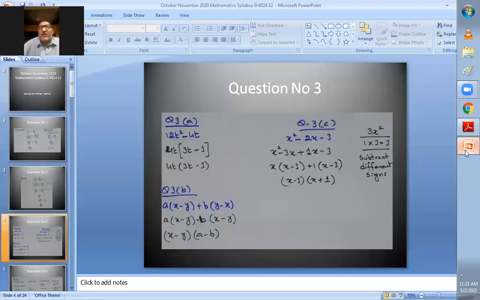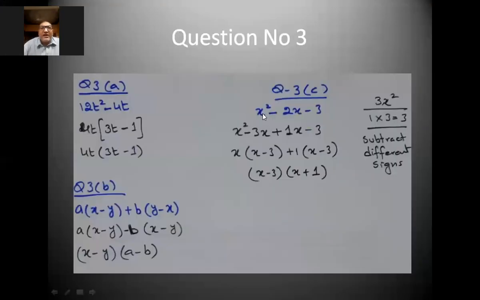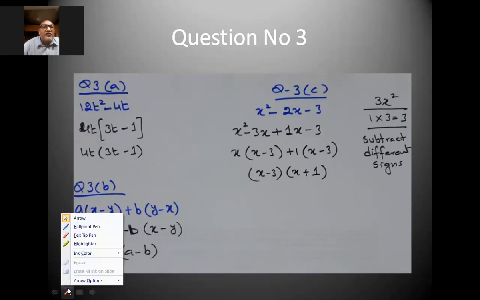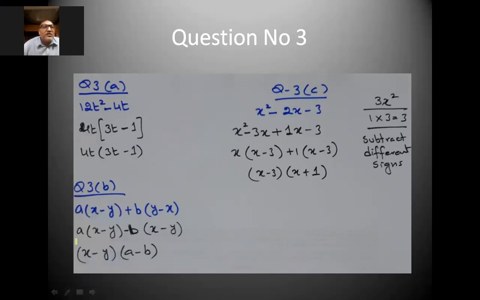So we are doing the C part. In the question number 3, C part, you can see x squared minus 2x minus 3. I will multiply the extreme terms. X squared will multiply with the 3, and then you will get 3x squared. I will write the factors of 3.